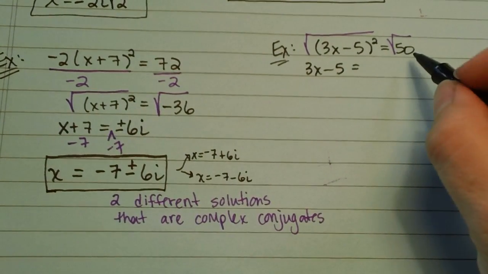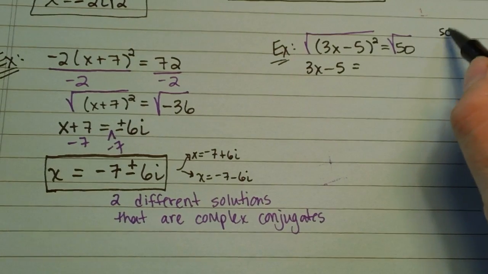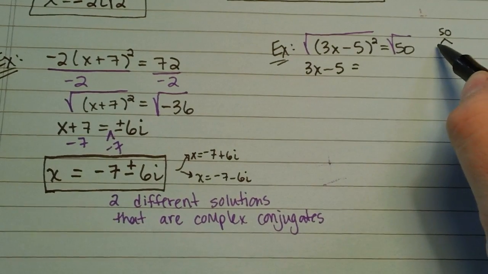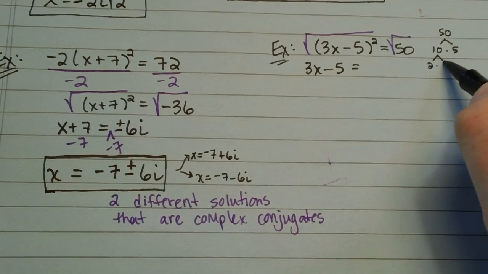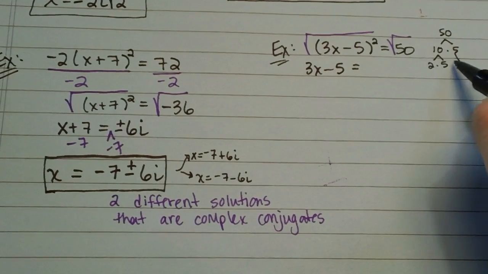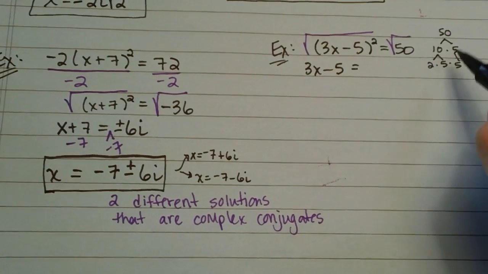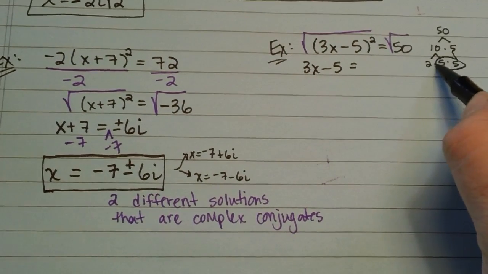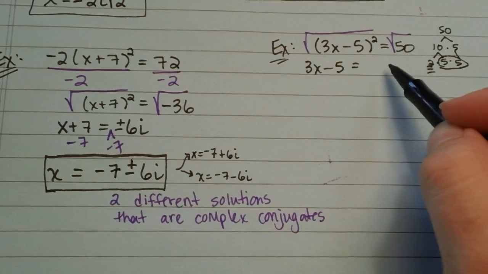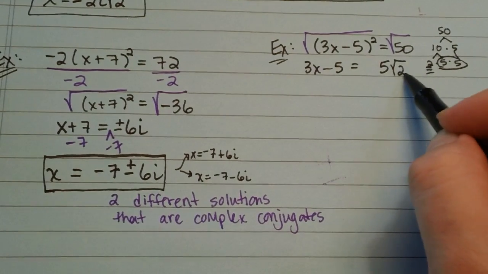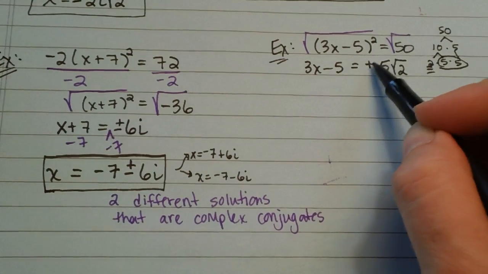And the right side, 50 is not a perfect square, but it will break up into 10 times 5. Let's see, 10 breaks into 2 times 5. 5 doesn't break up any further. But I do have a pair of 5s with a 2 left in. So this will be 5 square roots of 2 with a plus and minus out in front.